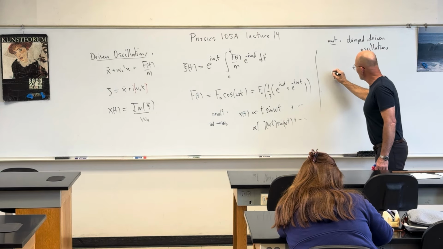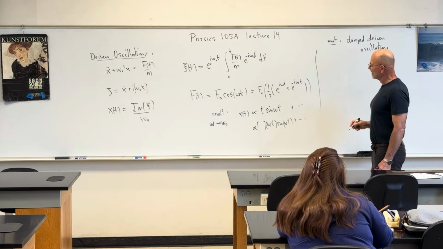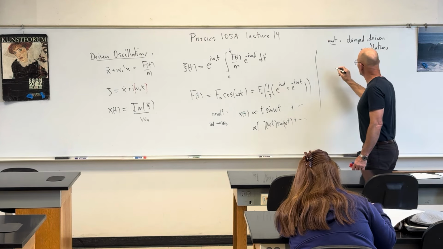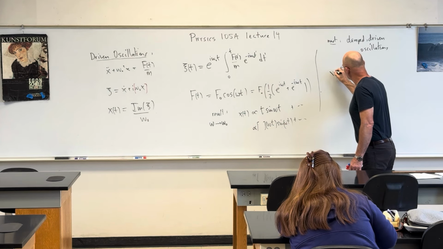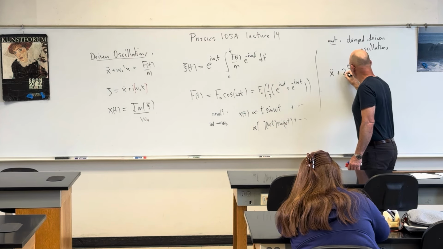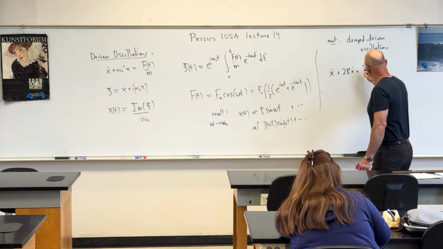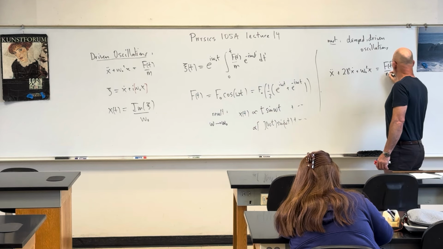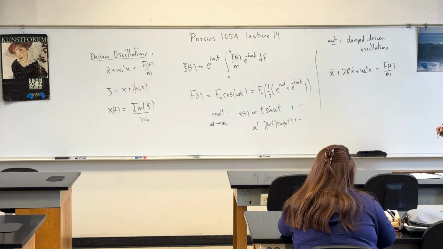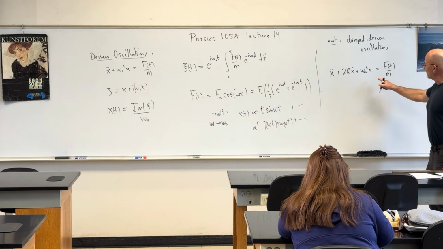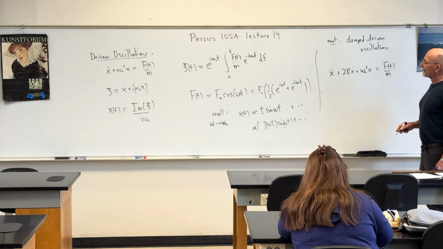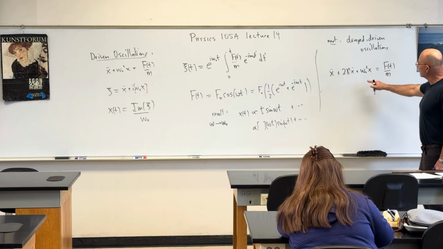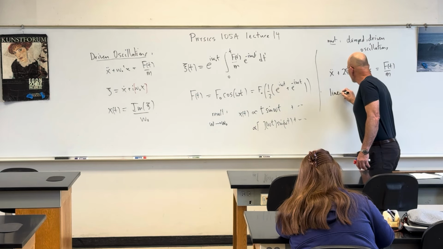So what we have here, we can convert it. Okay. So here's what we'll have: x double dot plus 2 gamma x dot plus omega naught squared x equals f of t over m. I gotta say a couple things about this before we start calculating. Namely, this is a linear differential equation.